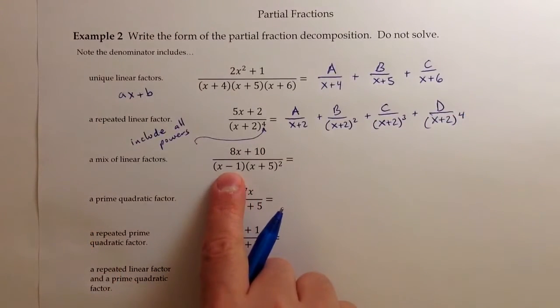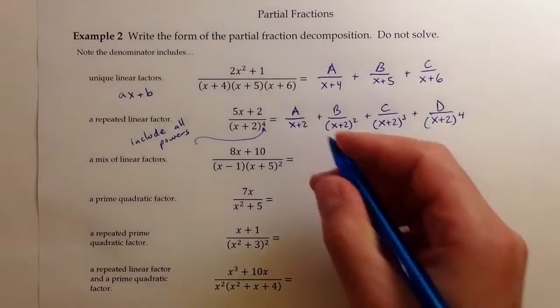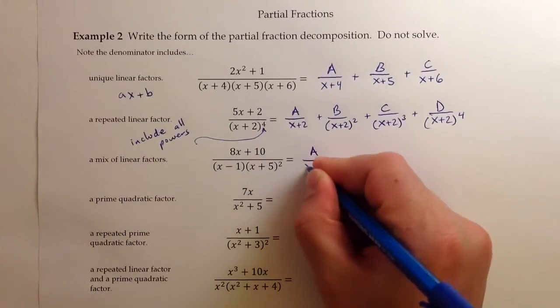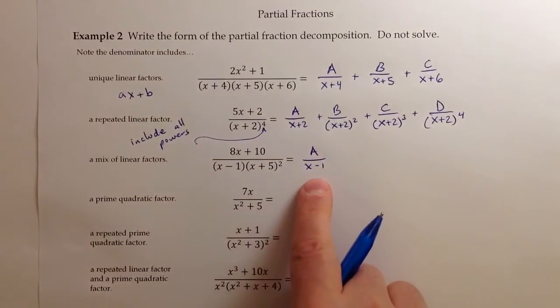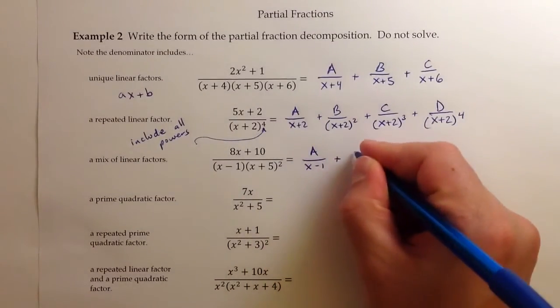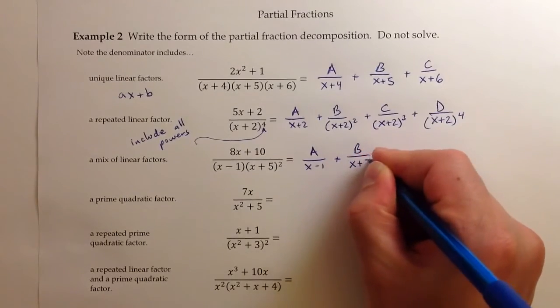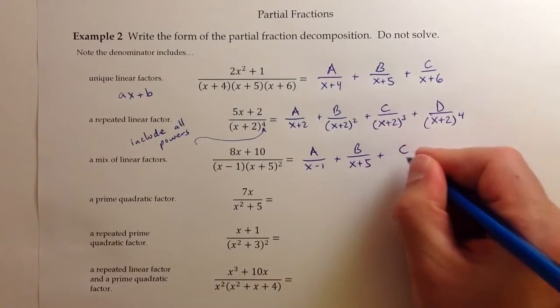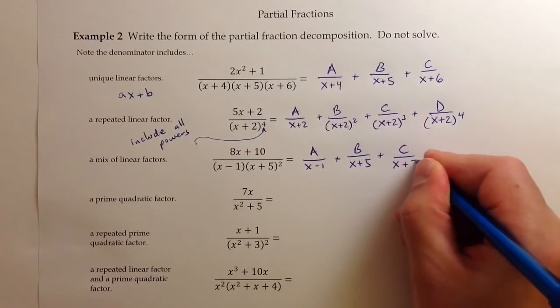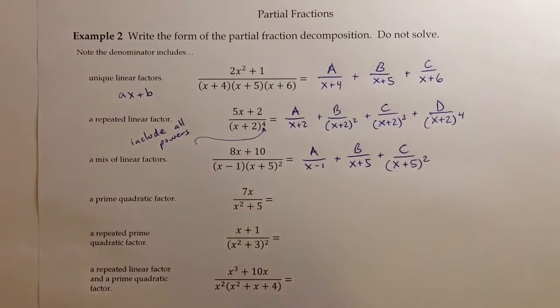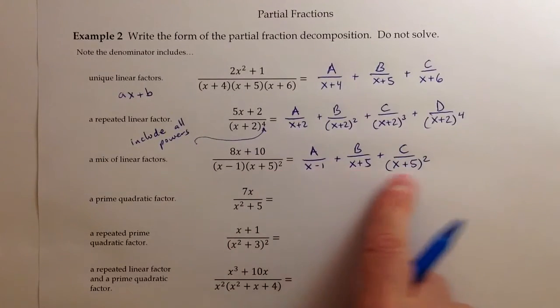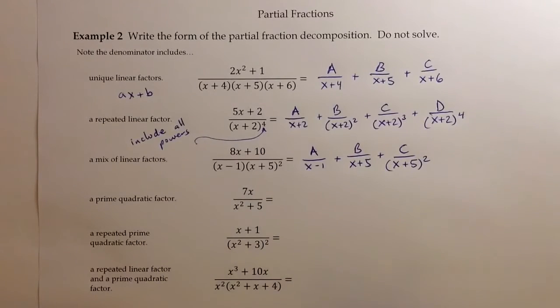The denominator might also contain a mix of linear factors, where some might appear only once and others appear more than once. So this would be written out as a over x - 1 plus b over x + 5 plus c over (x + 5) squared. So the repeated factor, we have to include both powers for that.